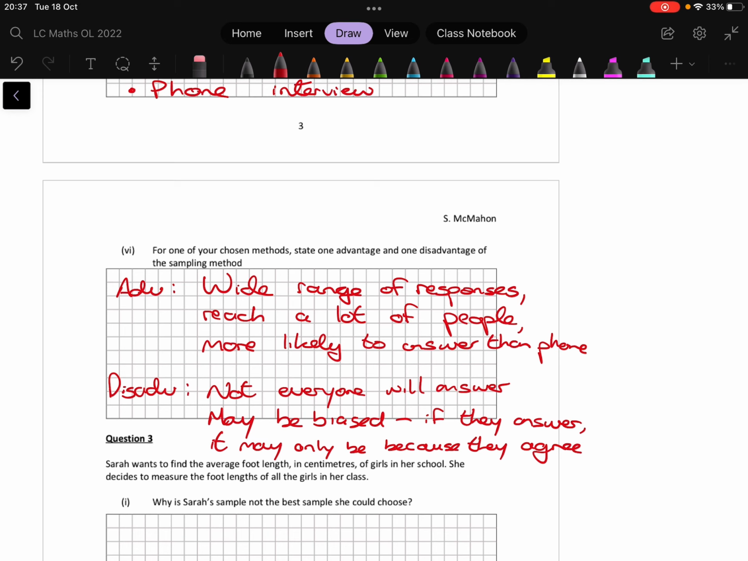So there's a few different answers. The key with these sort of questions is to just make sure that you understand what the question is asking and that you can back up your answers. So if you give an answer, try and give a reason for it. Try and back it up. Try and follow up your answers. And if you do that, then you'll be able to get the marks. So saying there, for example, that it might be biased, and then following up why it might be biased.